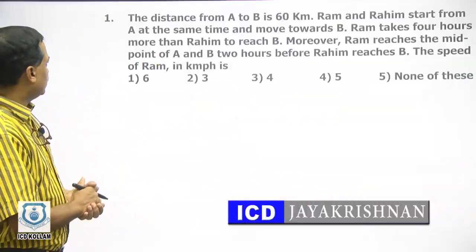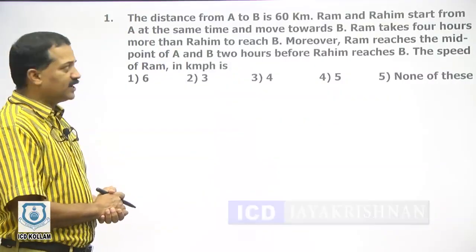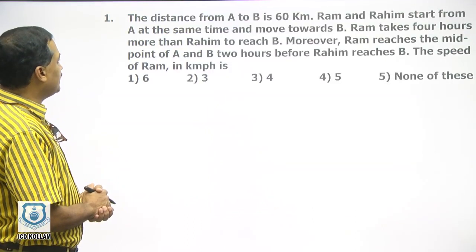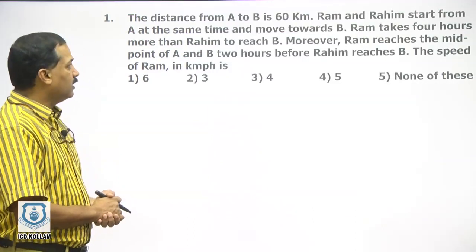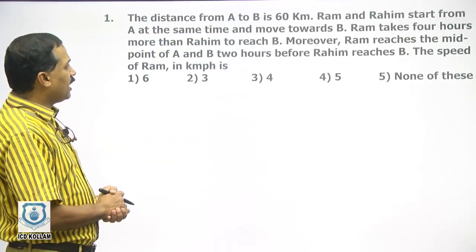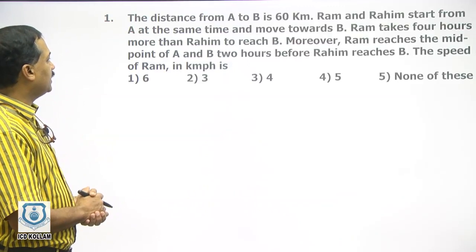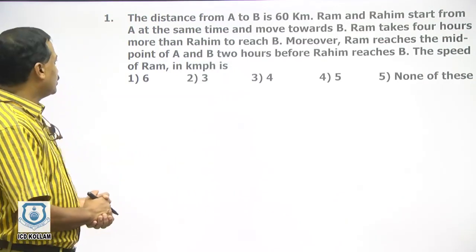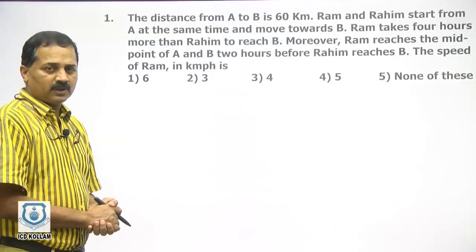Look at this question. The distance from A to B is 60 kilometers. Ram and Rahim start from A at the same time and move towards B. Ram takes 4 hours more than Rahim to reach B. Moreover, Ram reaches the midpoint of A and B 2 hours before Rahim reaches B. The speed of Ram in kilometers per hour.